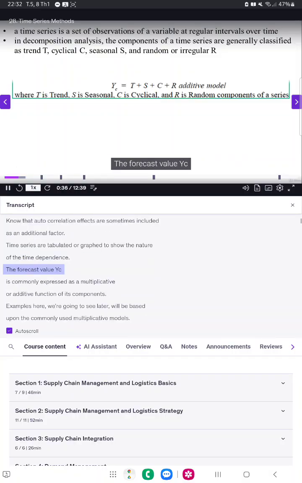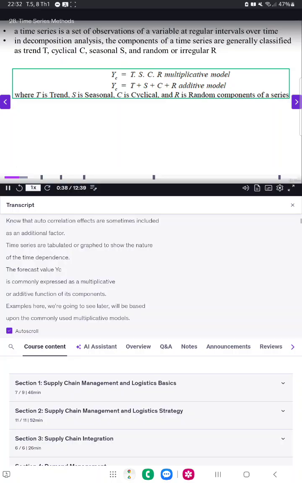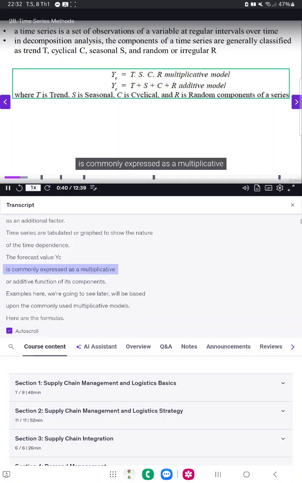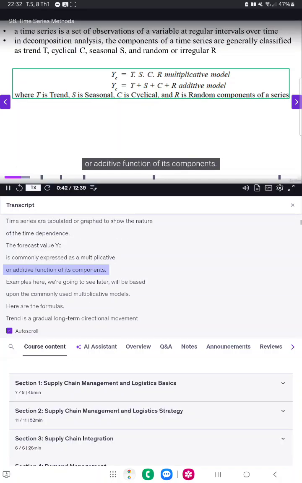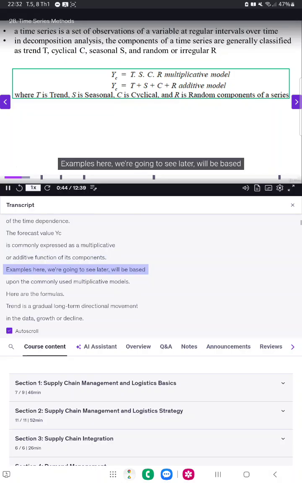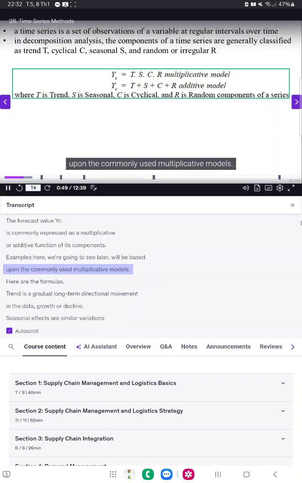Time series are tabulated or graphed to show the nature of the time dependence. The forecast value, Ys, is commonly expressed as a multiplicative or additive function of its components. Examples we are going to see later will be based upon the commonly used multiplicative models. Here are the formulas.